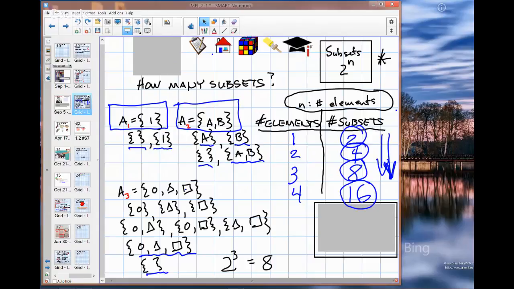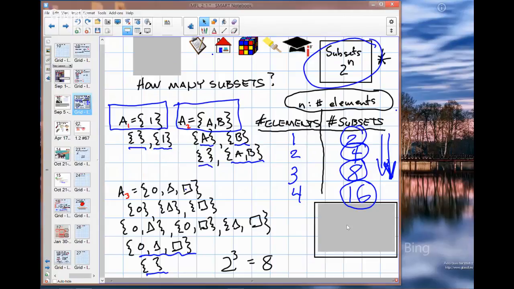So this formula right up here, guys, in the box, you need to remember that. How many subsets does a set have? 2 to the n power, where n stands for how many elements it has. And one of those, of course, is the improper subset.